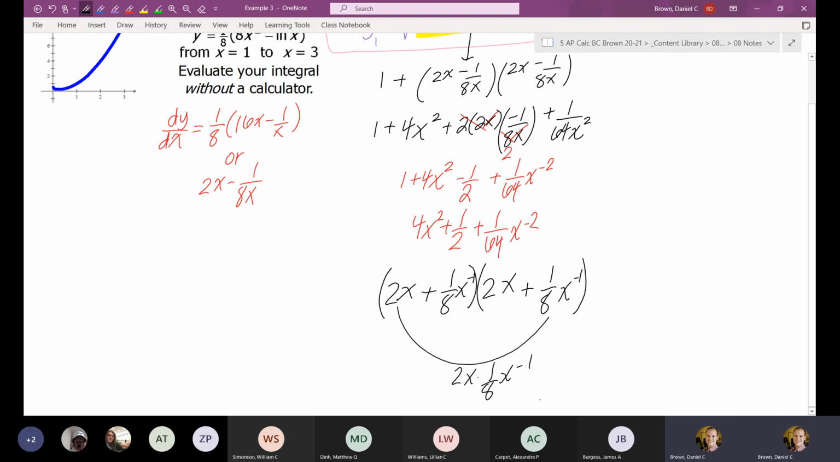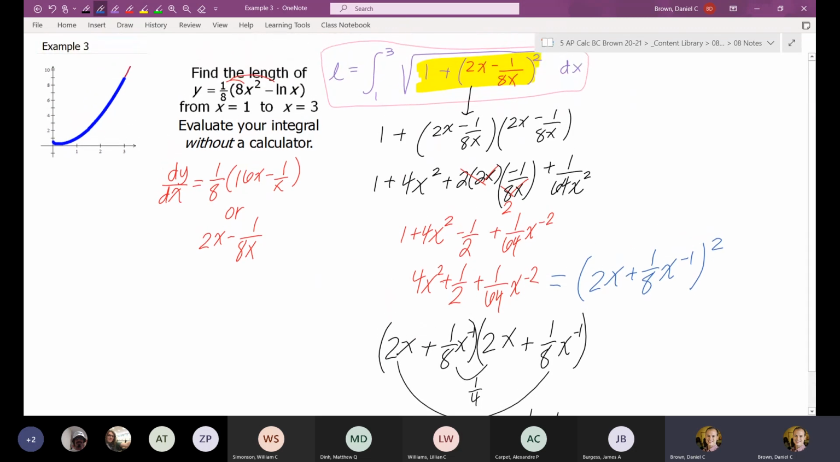What's happening to those x's? They cancel. 2 times 1/8 is 1/4. And then when you do the inside, you're also going to get 1/4. Well, what's 1/4 plus 1/4? The 1/2. So how is this going to be factored? It's actually a perfect square trinomial, and it's literally 2x plus 1/8 x to the negative first power, squared. So not how we typically factor, but we can factor it.